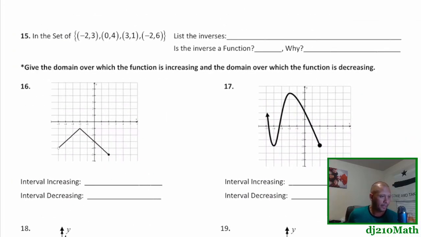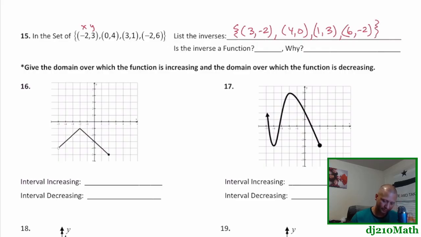Number 15. In the set of here, list the inverses. Okay, remember the inverse just switches the x and the y's. So we can say curly bracket, 3 comma negative 2, 4 comma 0, right, because this is my x and this is my y. I'm just reversing the x's and the y's. 1 comma 3, 6 comma negative 2. Parentheses, or curly brackets, right? It's a set.